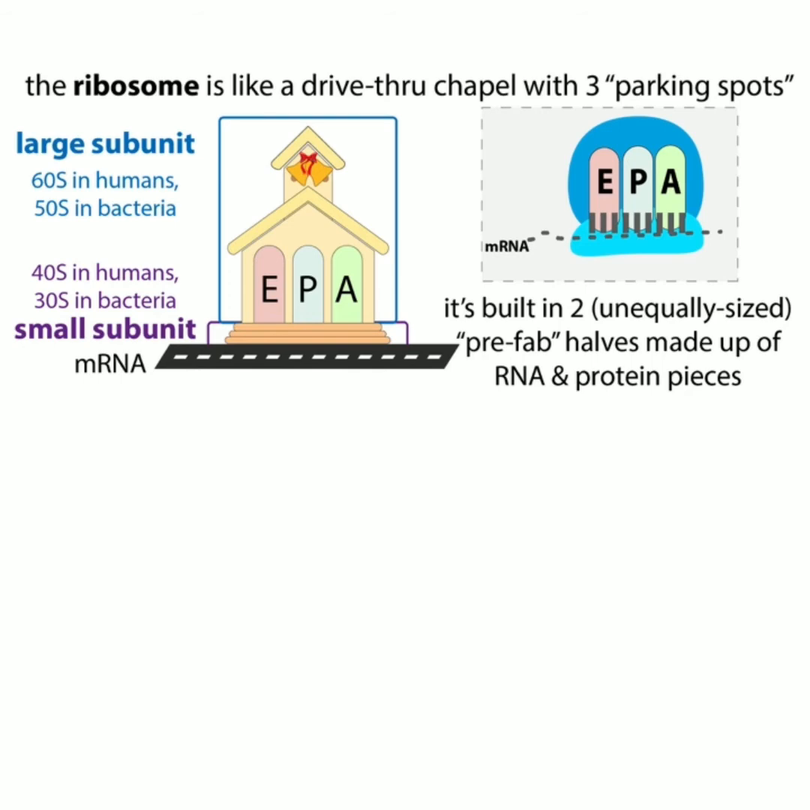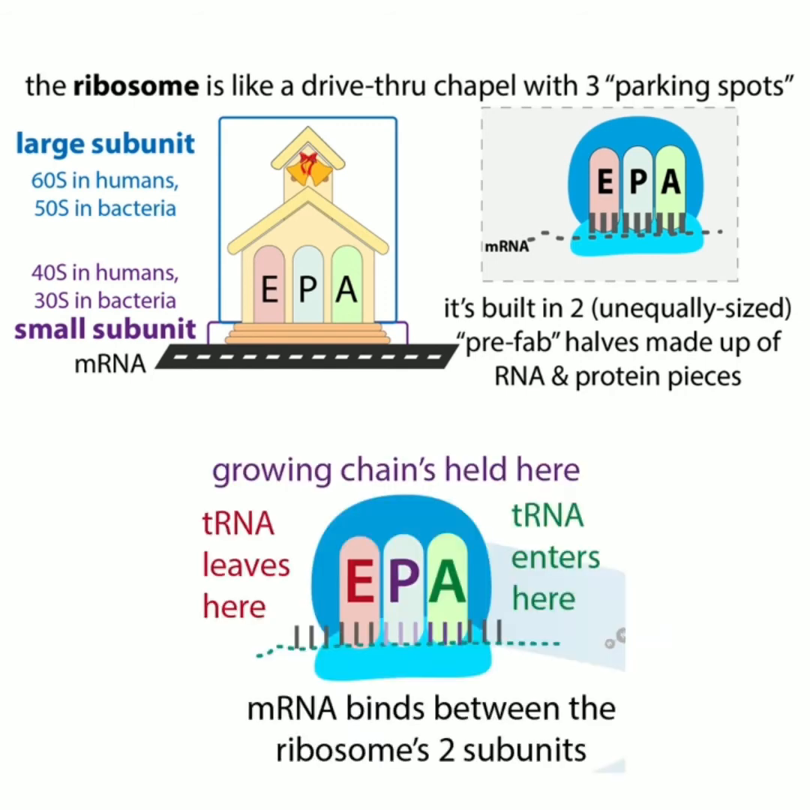And so the large subunit and the small subunit are separate, and then they come together. And they have these 3 sites. So you have the E site. So the growing chain is held in the P site, which is in the center. And then the entering tRNA comes in the A site, and the amino acid gets transferred to the chain on the P site. And the tRNA is going to leave from the E site. And then the mRNA is going to bind between the ribosome's 2 subunits.